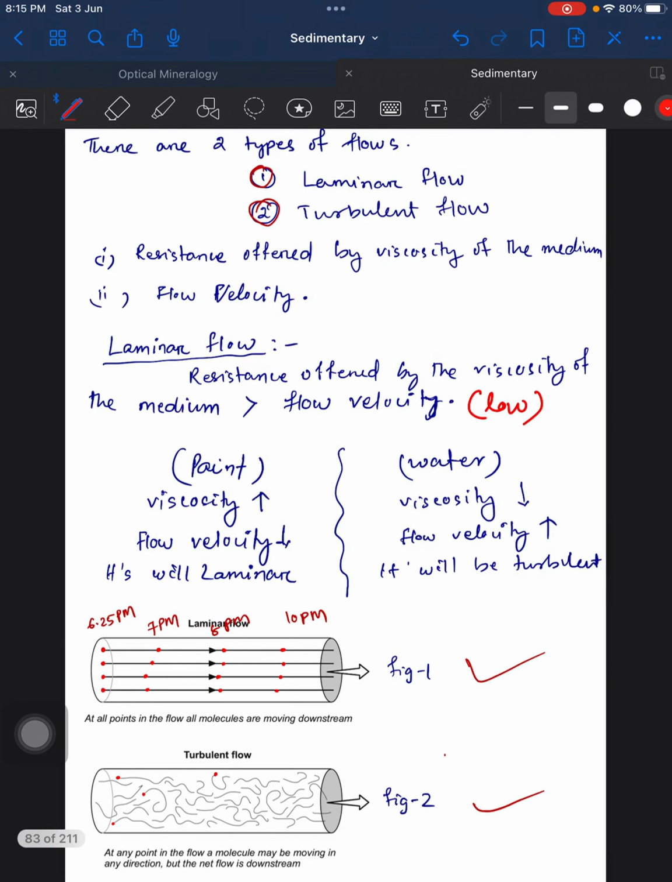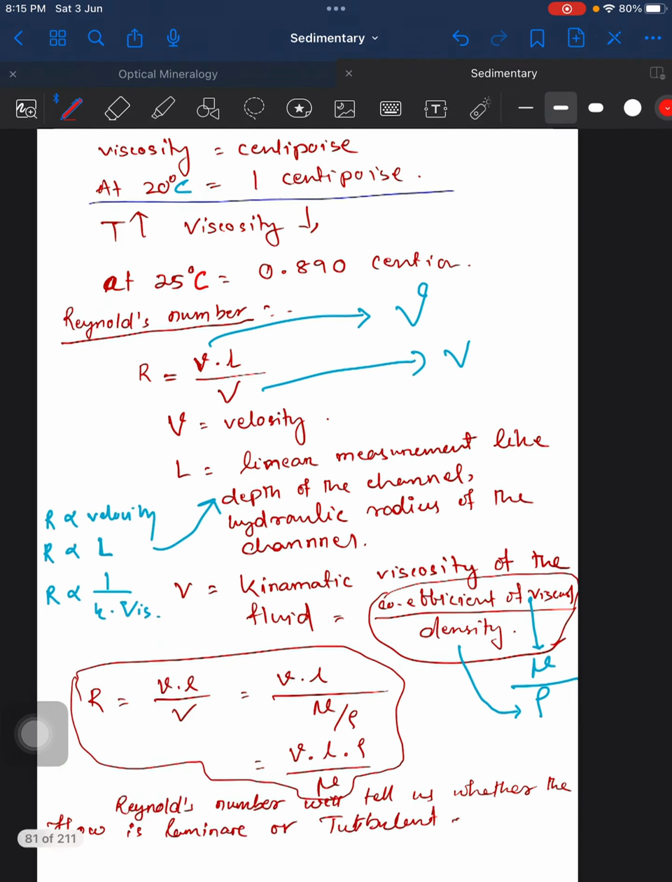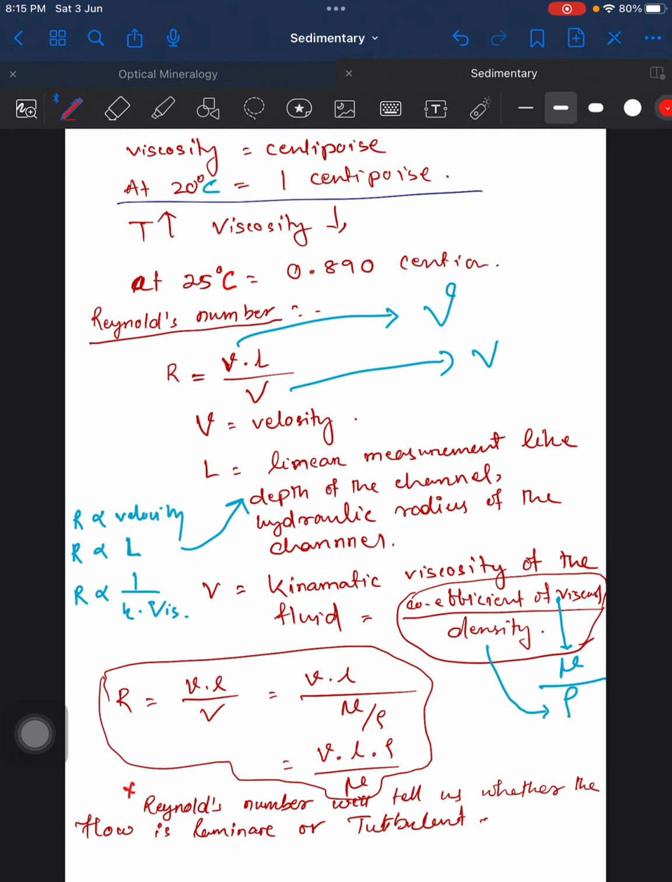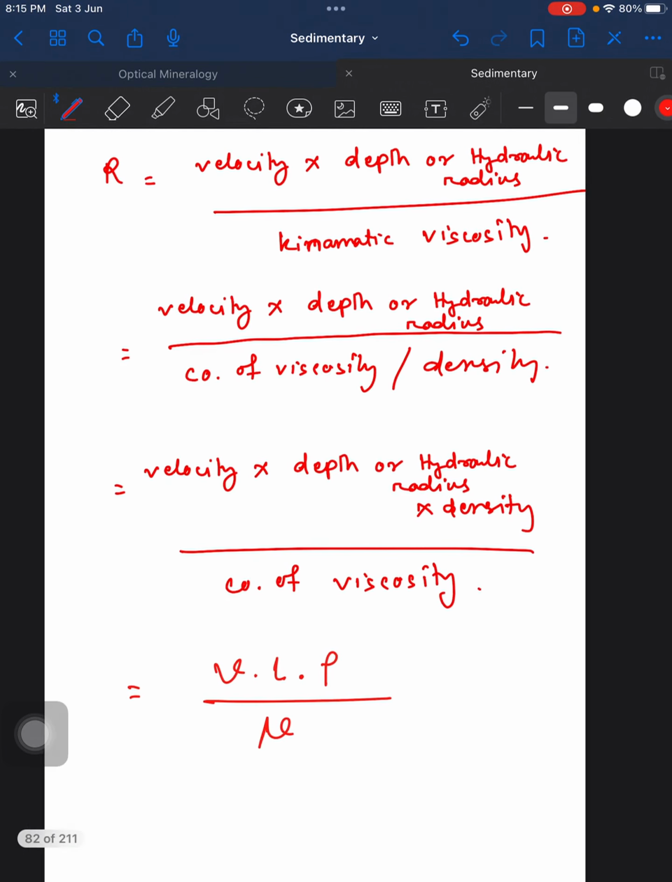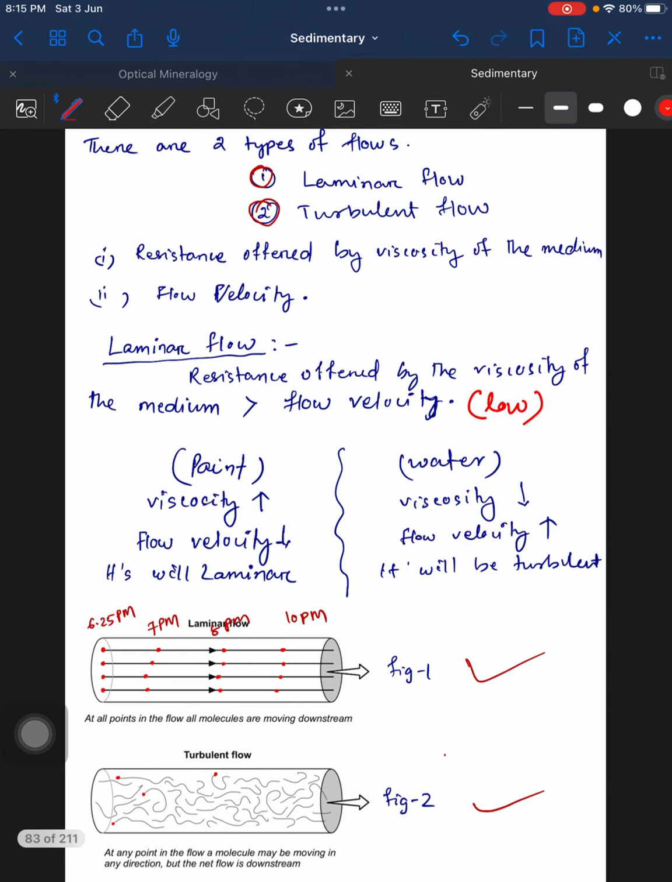And there are actually two types of flow, as I have told you. The Reynolds number decides whether the flow in the channel will be laminar flow or turbulent flow. So due to this we will be discussing the two types of flow: one is laminar flow and the other is turbulent flow.